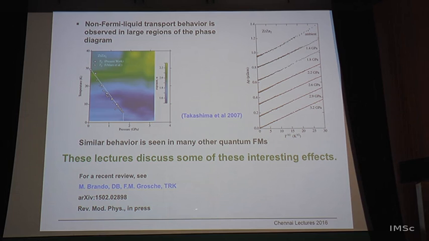Here is a false color plot for zirconium zinc 2 again, where the color indicates the temperature exponent of the electrical resistivity at low temperatures. So 2 is somewhere here between blue and green, and the darker blue it is, the lower is the exponent. So the darkest blue is something like 3/2.